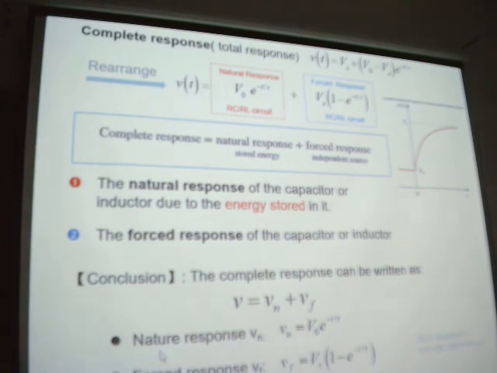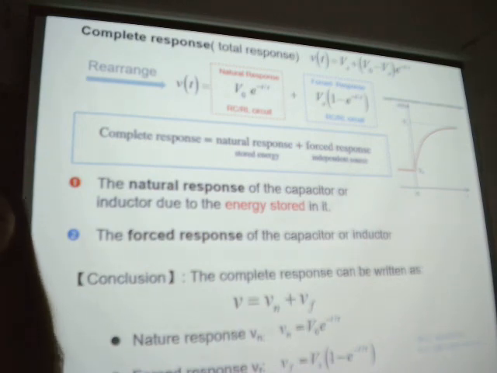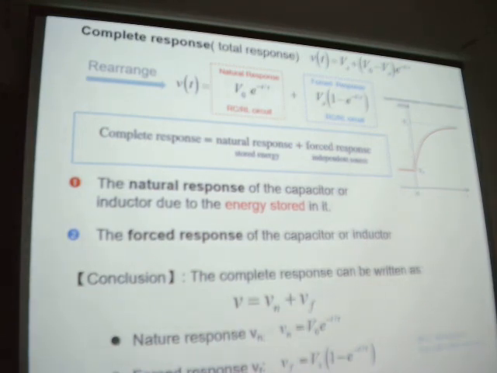Our natural response vn is equal to V0 times e to the minus t over tau. And vf is Vs times 1 minus e to the minus t over tau. Those two functions have the same part, e to the power of minus t over tau. Do you know how this function looks like? This function is something like this.